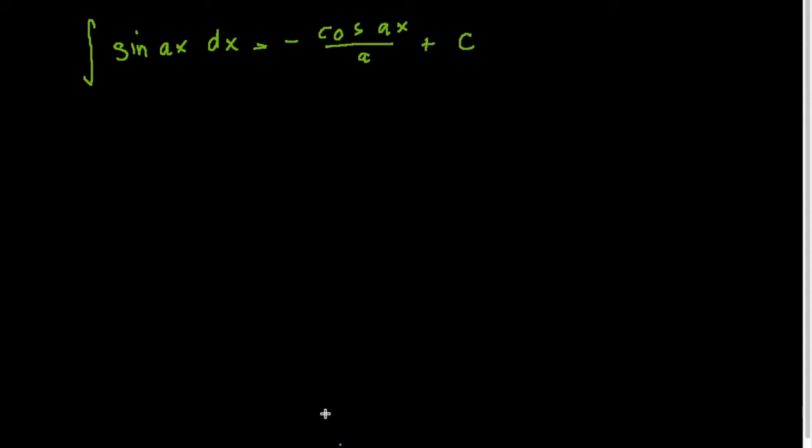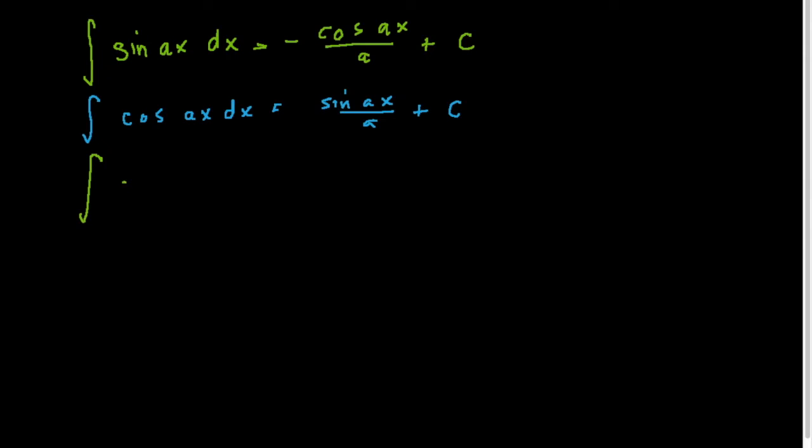The next one we'll have, and we're just going to work through all of these, is cosine ax dx with respect to x, of course, equals sine ax over a plus c. And these should make a little bit of sense to you. Remember, the derivative of sine is cosine, so it makes sense that if you're going backwards, cosine would turn back into sine. These are just coming from the derivatives, just kind of working backwards.